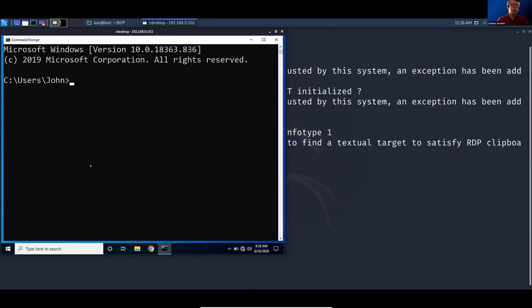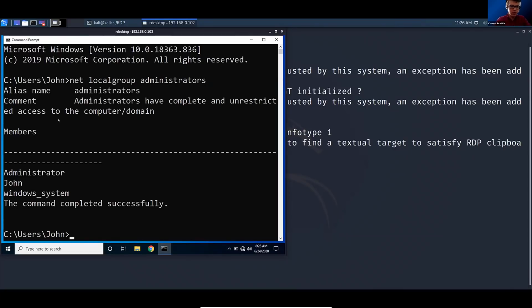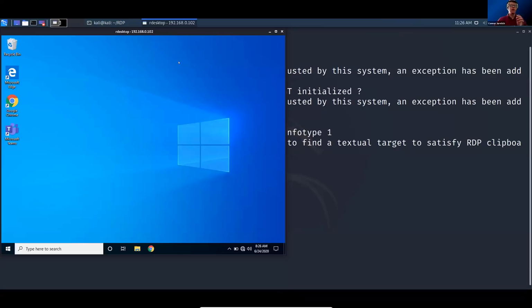I want to find out what my permissions are. So I'm going to type this out here. And it says that the members of the administrator group are John. So that means I have administrative access to this computer, which is not good. From the attacker perspective, fantastic. I have access to everything. I am the administrator. But for your business, this is terrible.